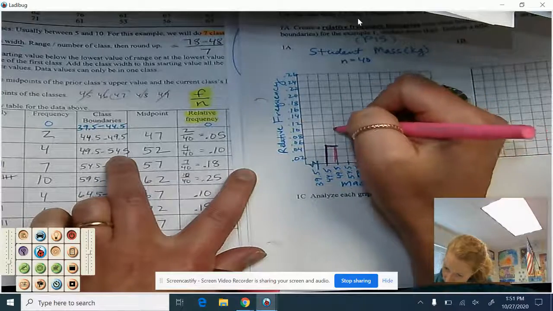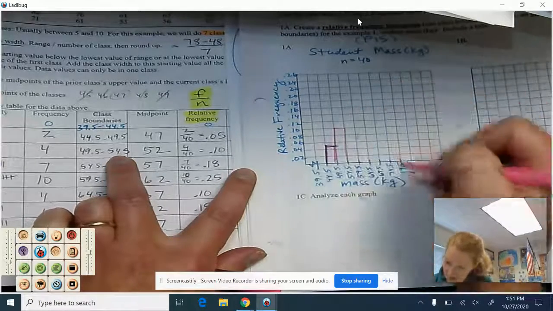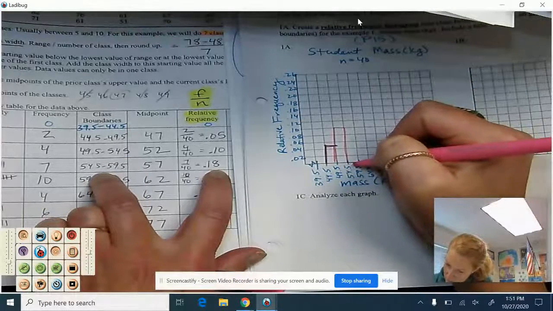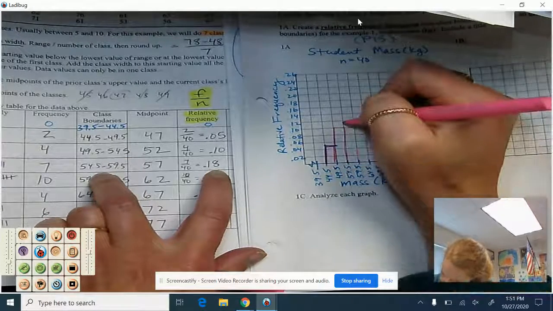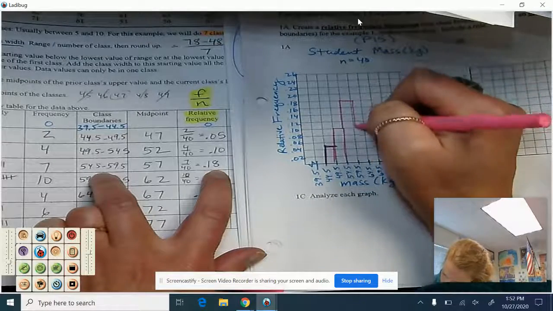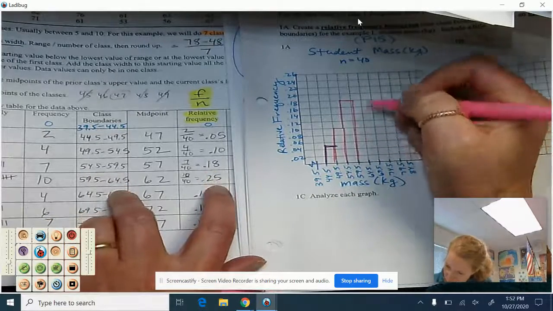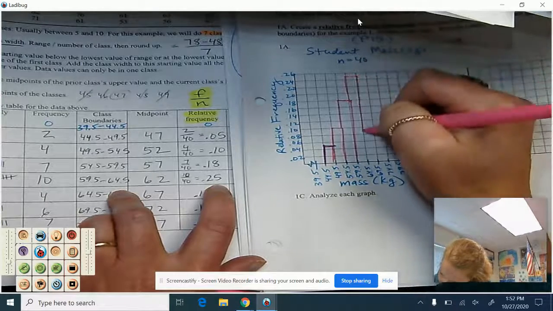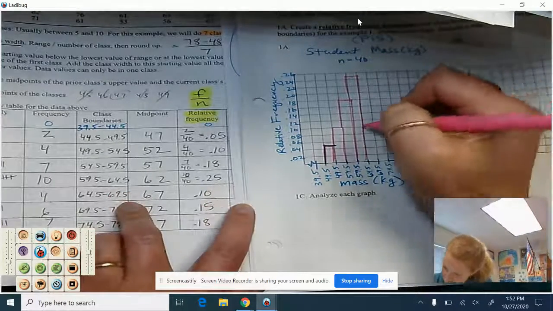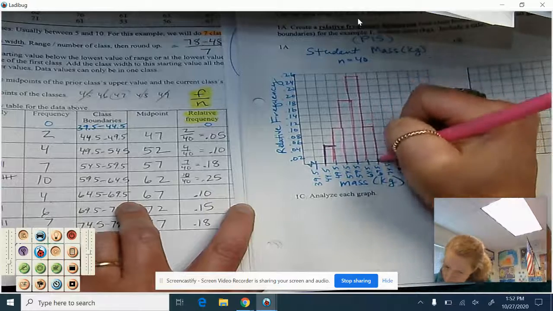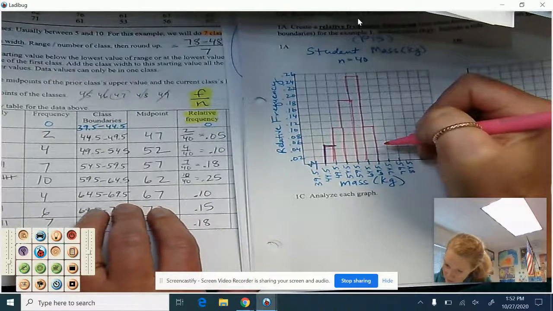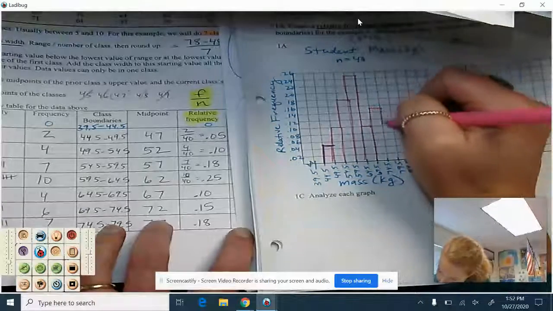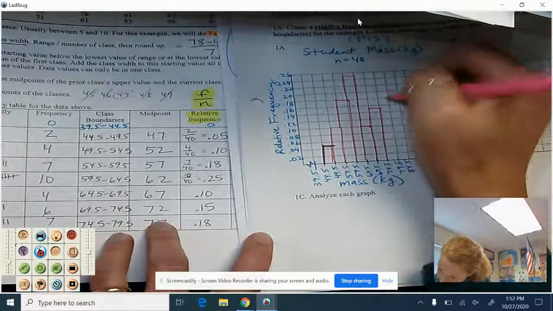Sorry if I misspeak, it's a lot to say. The next one is 0.18, and that's for 54.5 to 59.5, so it's going to go all the way up here. Then the next one is 0.25. You're just going to keep going along. You could pause me or just listen to my voice as we go through. 0.10 is for 64.5 to 69.5. The next one is 0.15, and then the last one is 0.18.